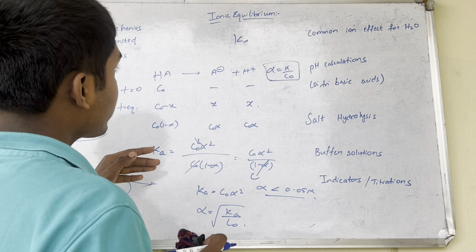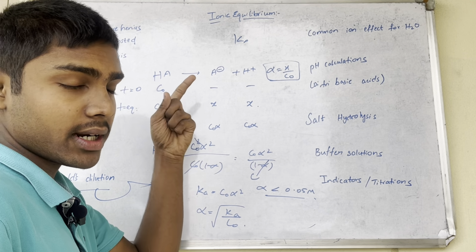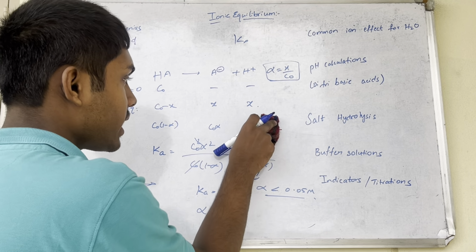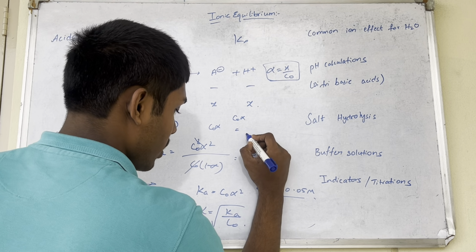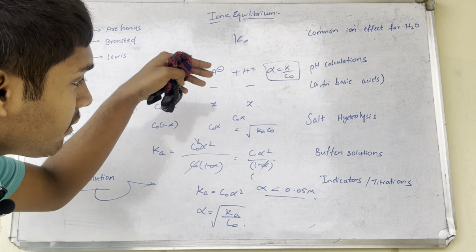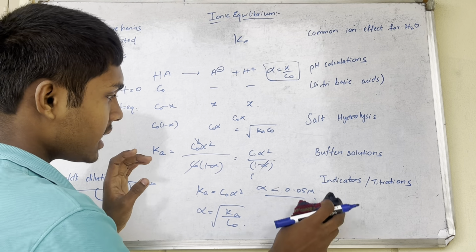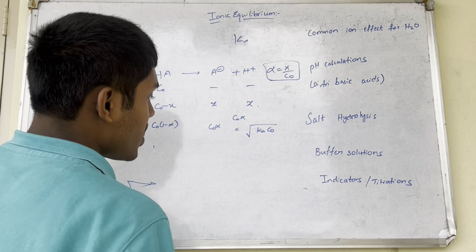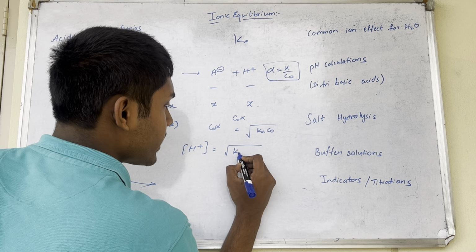So now we can find the pH of the solution because of C naught into alpha. We know C naught is given and alpha is here. So we can replace this C naught alpha as root of Ka times C naught. Correct? So now we have Ka C naught. So we can find pH because we have the H plus concentration, right? So I'm going to erase it now. So the H plus concentration is root of Ka times C naught.